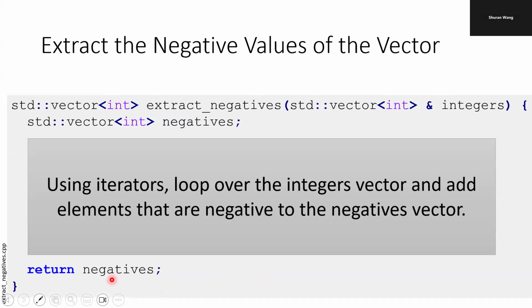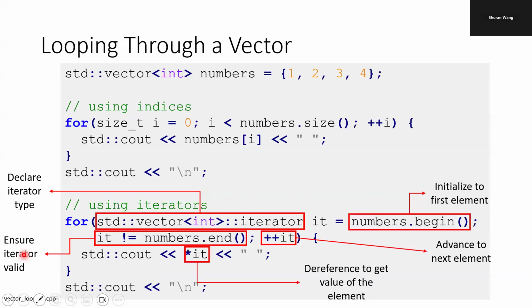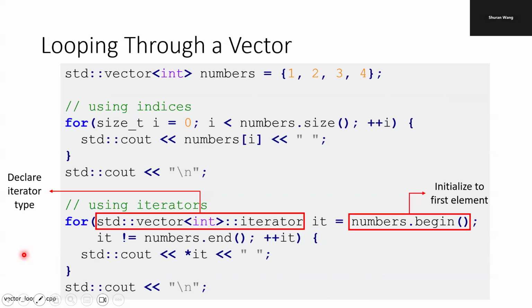Now we want to use iterators to loop over the vector. And the syntax is like this.